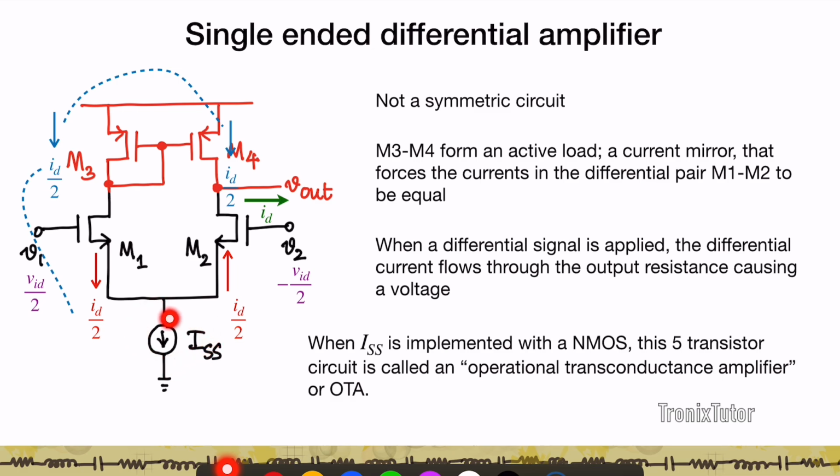Now when this ISS is implemented using an NMOS transistor, this becomes a 5 transistor circuit, and this 5 transistor circuit is known as the operational transconductance amplifier, or the OTA.